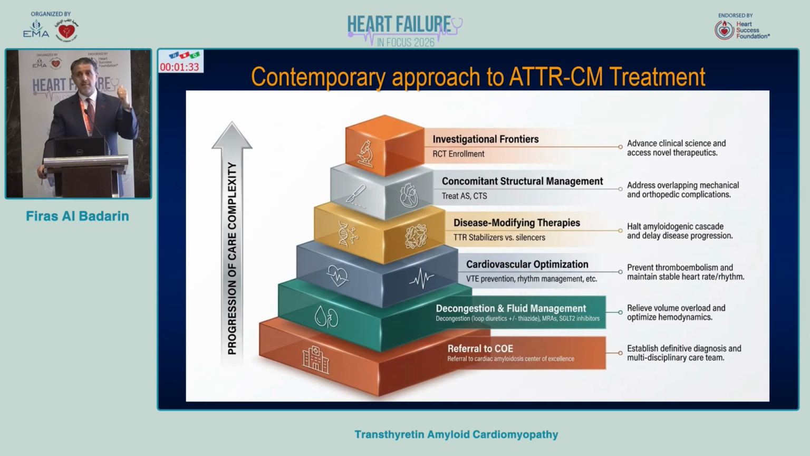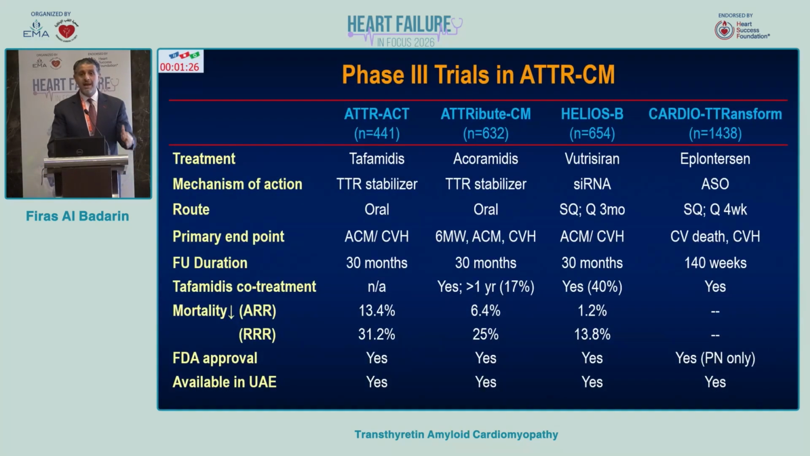SGLT2 inhibitors and MRAs have a promising role, and there is a variety of disease-modifying therapies available, and we are very fortunate in UAE that we have access to 4 disease-modifying therapies. There are 2 oral medications that are TTR stabilizers, tafamidis and acoramidis, and there are 2 injectable medications that are TTR gene silencers that are currently available, vutrisiran and eplontersen. And for eplontersen, the results on the CARDIO-TTRansform trial, which is the largest cardiomyopathy trial, are coming up in the next couple of months.